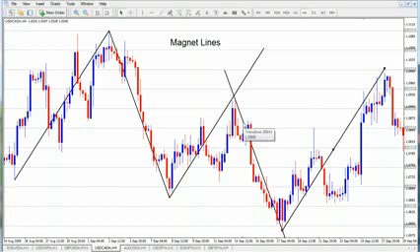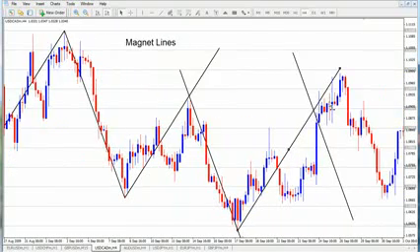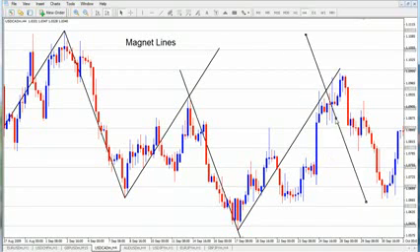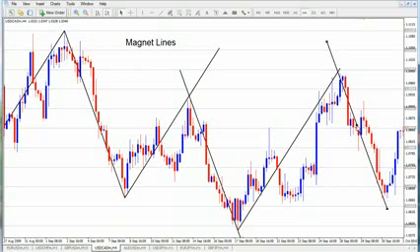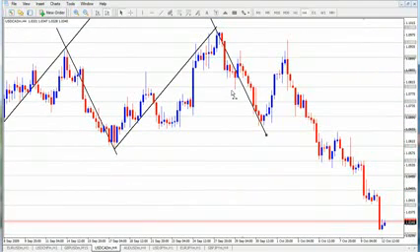So let's take this magnet line, copy it, and put it over here at the top of that move. Having a little trouble here. Put it right there, the top of that move. Sure enough, this angle for this whole move down is the same as this angle, which is the same as this angle. Okay, we can go even further.